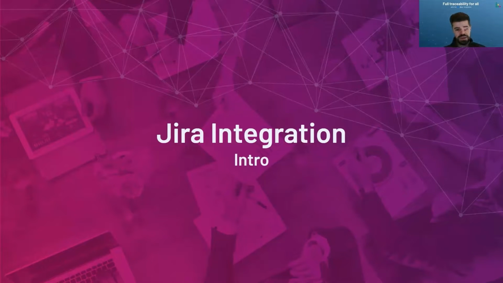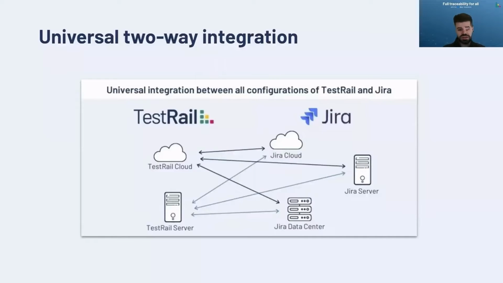Let's start from the beginning. This is a two-way integration, which is great because you can see things on both sides, both on TestRail and on Jira, and it's a universal integration. What does this mean? It doesn't matter if you're a TestRail cloud or server customer, you'll be able to use the integration. And it doesn't matter what your Jira setup is. You can be on Jira Cloud, Jira Server, Jira Data Center. We can connect to all of those. So it's completely irrelevant. You just need to configure the integration.